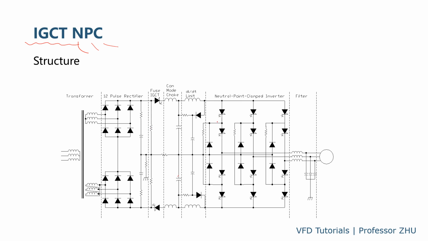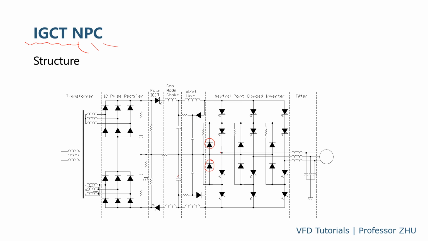Different from the standard two-level low-voltage drive, this one has 4 IGCTs in each branch, in each phase. Each IGCT has a freewheel diode in reverse parallel, and there are also 2 extra clamp diodes. So this is why we call it neutral point clamped.